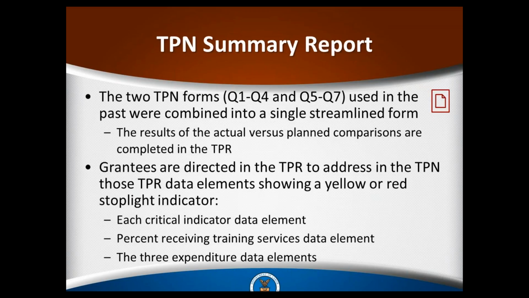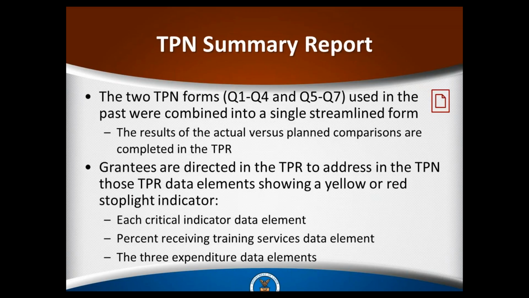Each critical indicator has a data element, has a stoplight associated with it. So if that performance indicator, for example, number placed, applies to your particular grant award, then that indicator will be highlighted on the TPR. And depending upon the color of the stoplight, you may have to address it in the TPN or not. It also adds in non-critical data elements that are being treated for corrective action plan purposes.